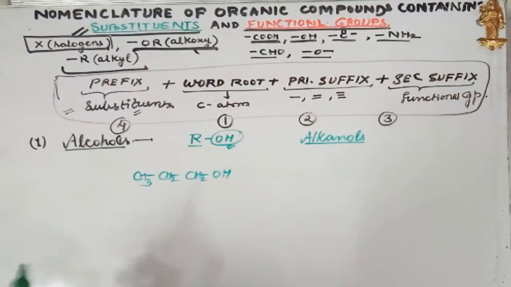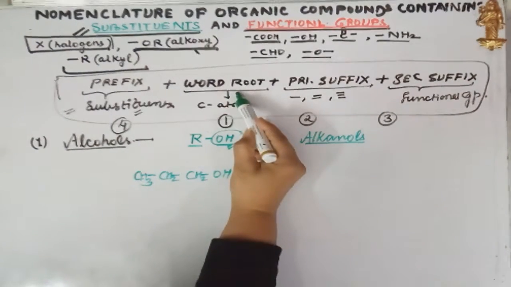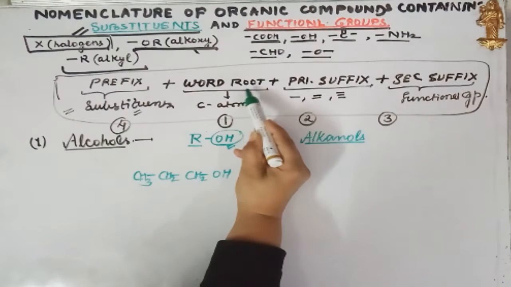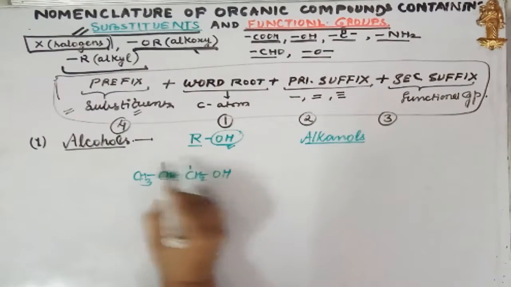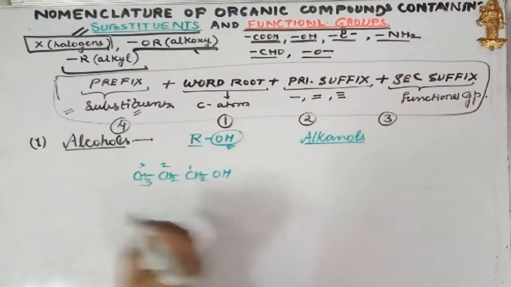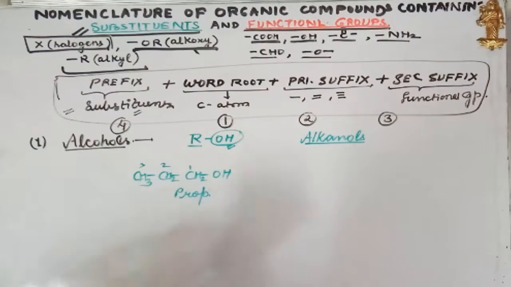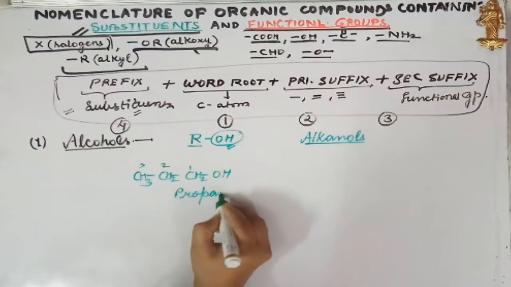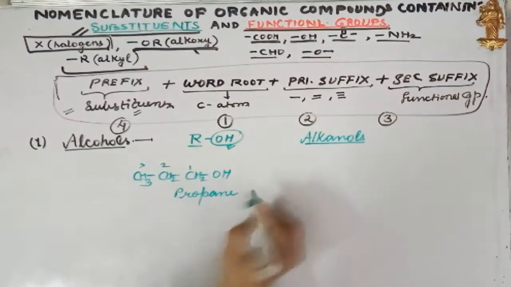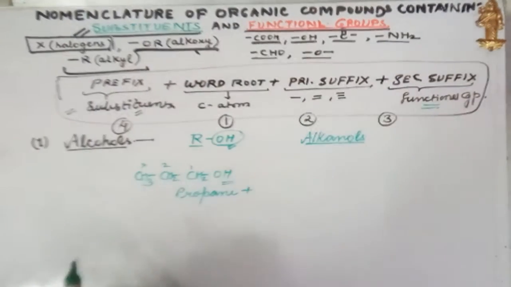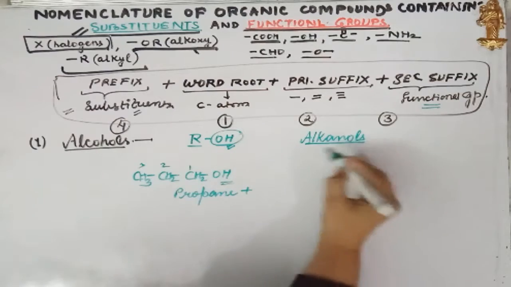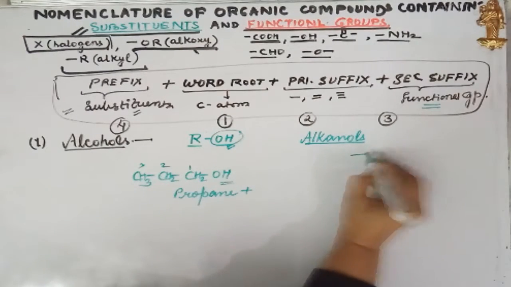Let us name the compound. I am starting with the word root first, because we always have to take care that the word root comes first. That is, how many carbon atoms are there? 1, 2 and 3. So let us name this meth, eth and prop. It becomes propane, just because there is no double bond or triple bond, it is ane, and just because there is alcohol, the suffix has to be used. The secondary suffix for the alcohol is -ol.